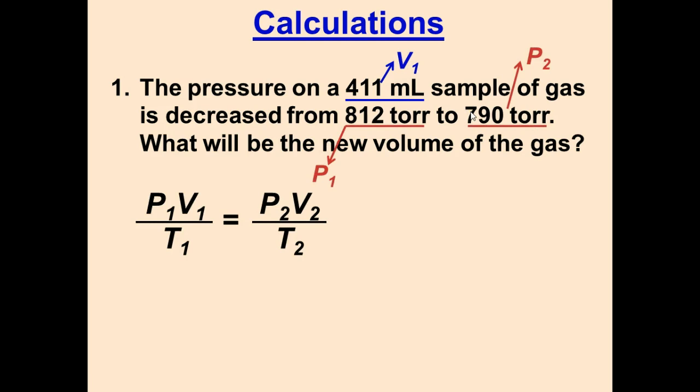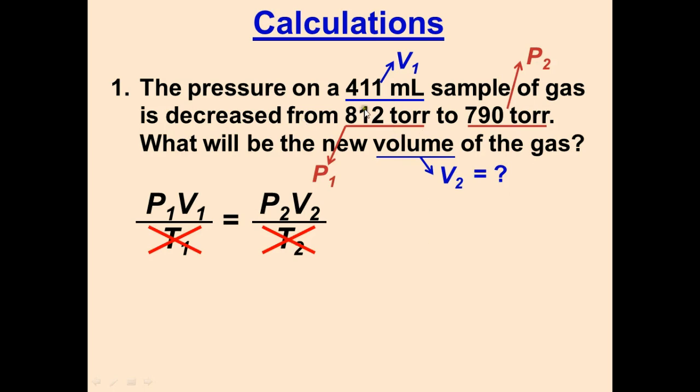And it's asking for the volume of the new gas, so how it changes. So that would be V2 we would need to find. And the cool thing about this is that even though we only have 4 variables here, and we did not talk about temperature, we can ignore temperature for now because we're assuming that the temperature stayed the same.